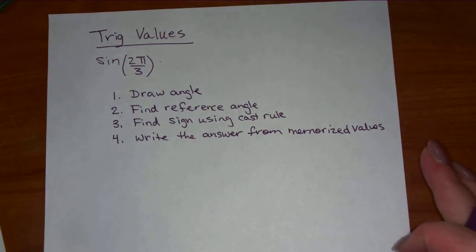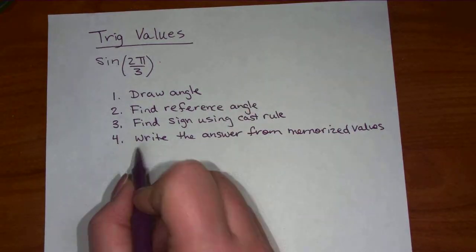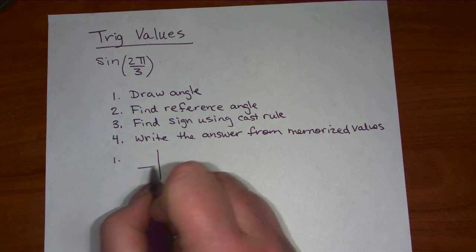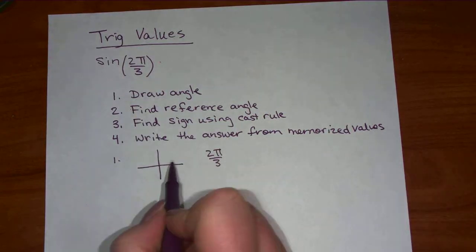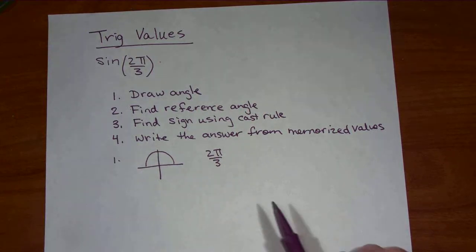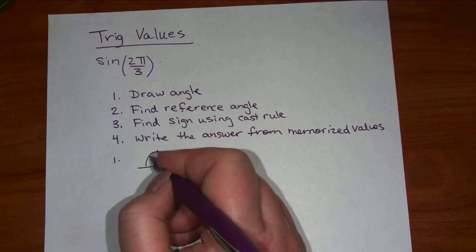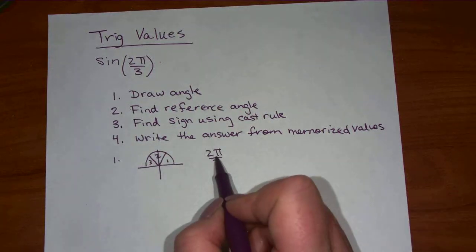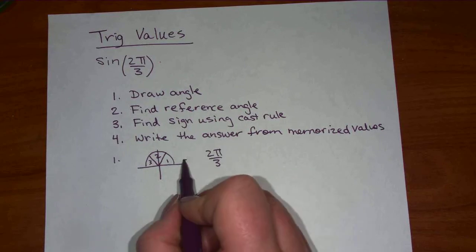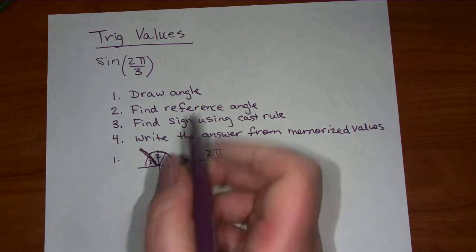So step 1 is to draw the angle. We're going to draw 2 pi over 3. To draw 2 pi over 3, remember you take your pi and cut it into how many pieces? 3. So 1, 2, 3. Those are our 3 pieces. How many of those pieces do we want? 2. This is our start. So we go 1, 2, and the line would be here. 2 pi over 3. So that's step 1, draw the angle.